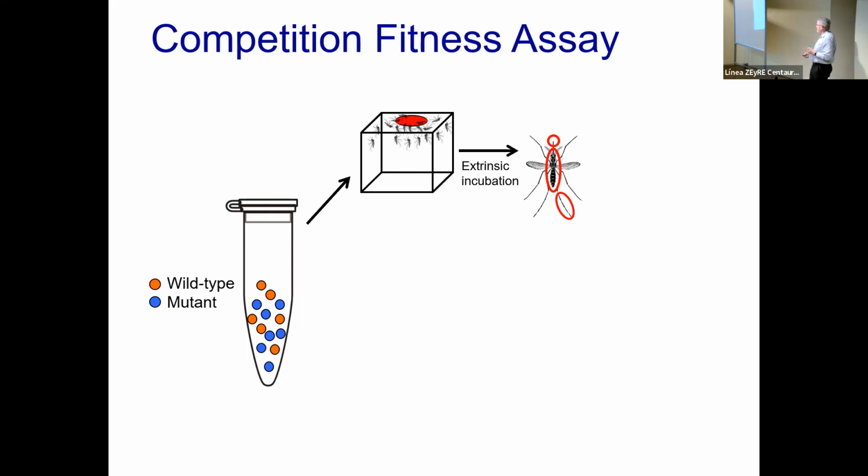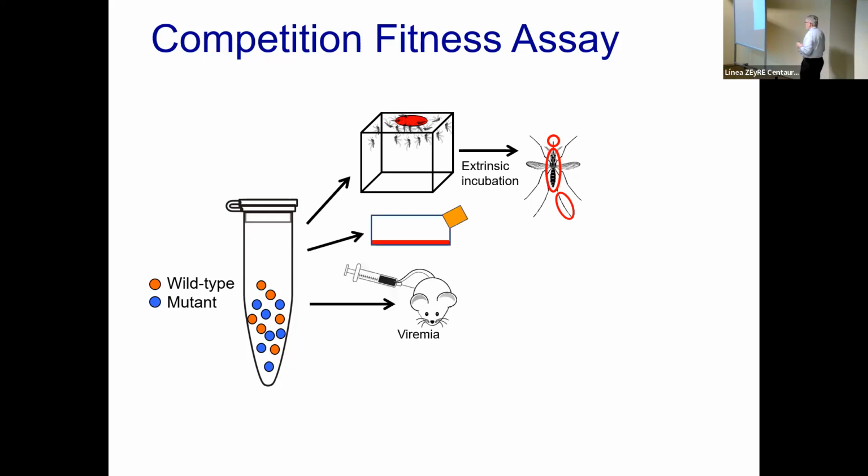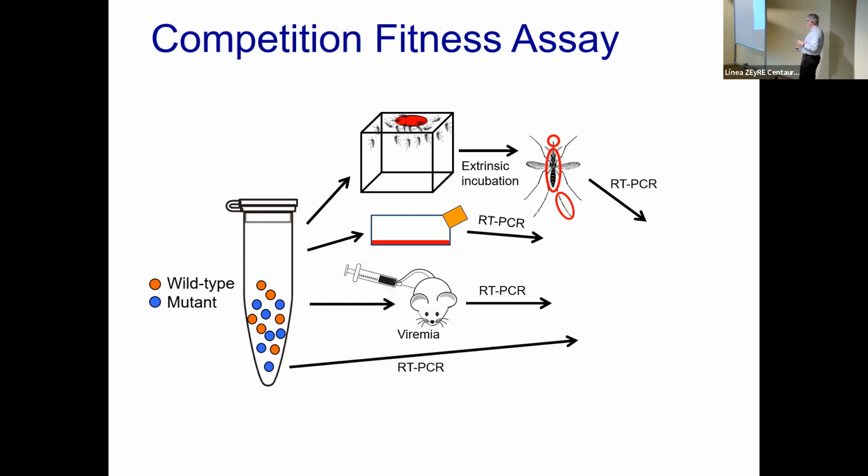We often infect mosquitoes using artificial blood meals. And then we often assay both the body to see if there's any infection, the legs to see if there's a disseminated infection where the virus has escaped from the midgut, and then we assay saliva to see if there's transmission potential. But we also do cell cultures, we do mice, we do a variety of systems.